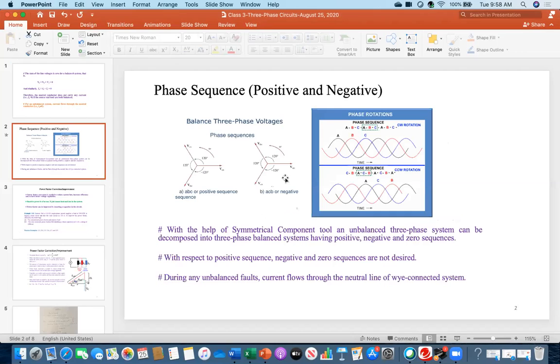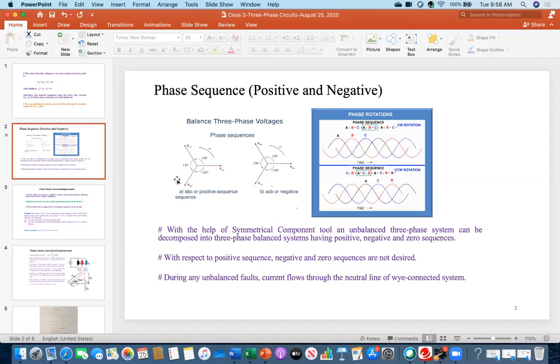Now, everybody see this on phase sequence, and I have written positive and negative, although there will be another one like zero sequence. You see, I have written in this bullet here, zero sequence. And this will help you a lot to solve the numerical problems in the homework. What I have written: phase sequence means what is the sequence of A phase, B phase, C phase.